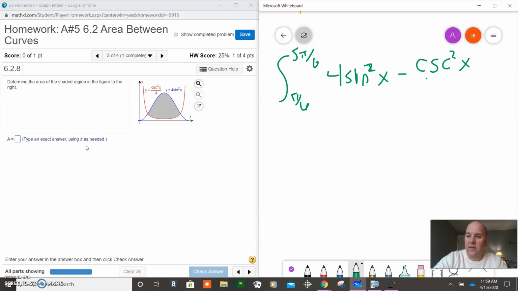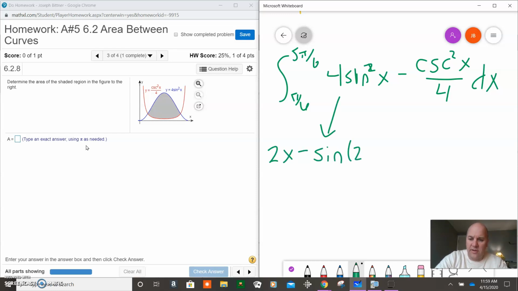Cosecant squared x over 4 dx. And again, I'm just taking the top minus the bottom from that constraint from a to b. Now, the antiderivative of this, and if you want more explanation, please say so, and I'll go through that. This is the antiderivative of that one.